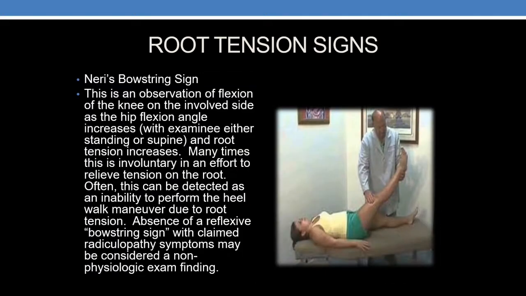Finally, with regards to root tension signs of the L4, L5, and S1 nerve roots, we have one more maneuver, which is actually not really a maneuver, but it's more of an observation. And I love this concept. This is called Neary's bowstring sign, or sometimes referred to just simply as the bowstring sign.